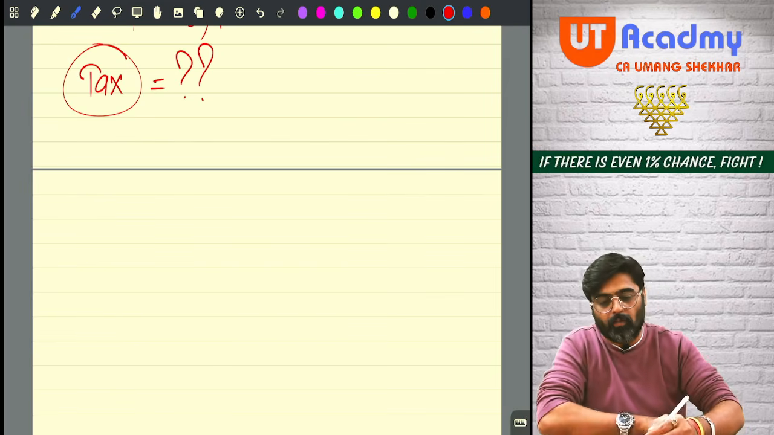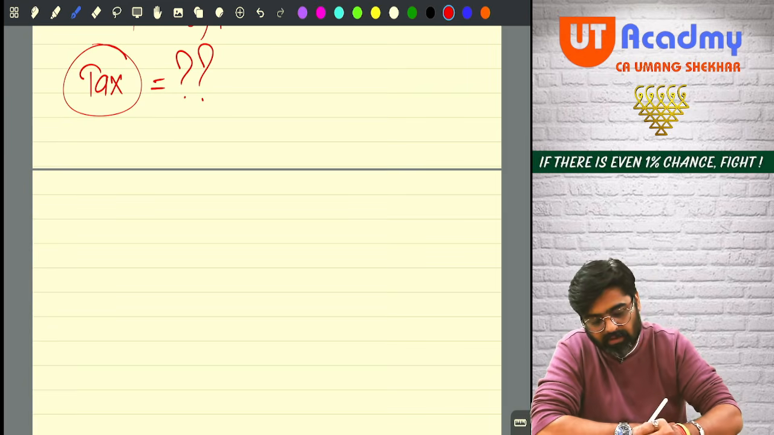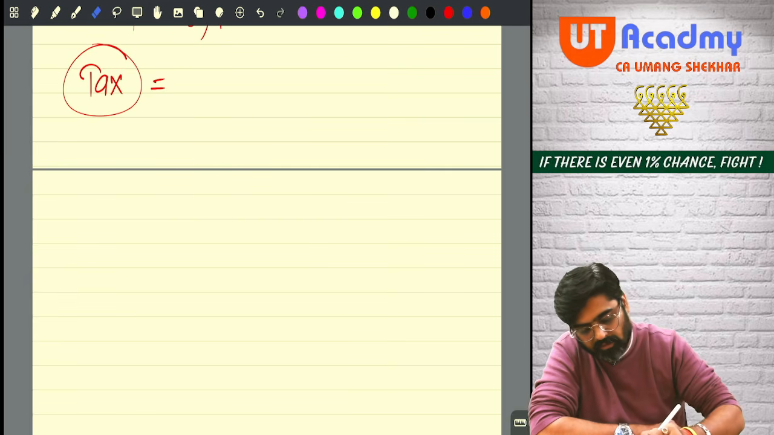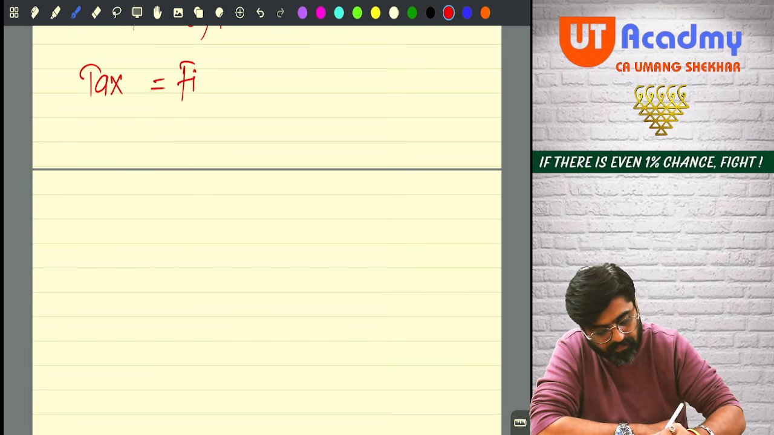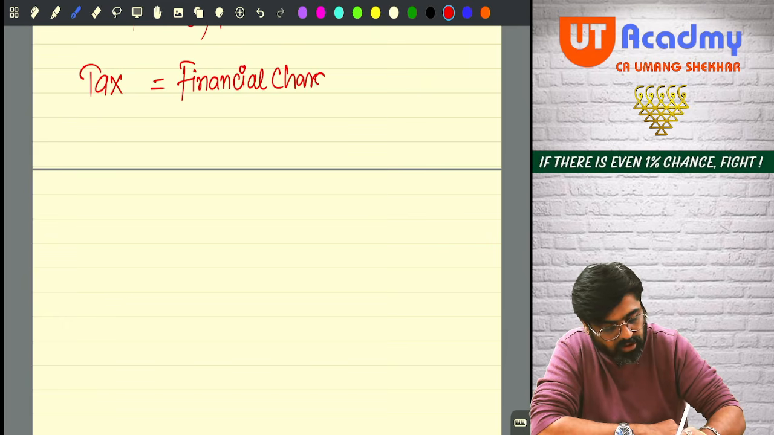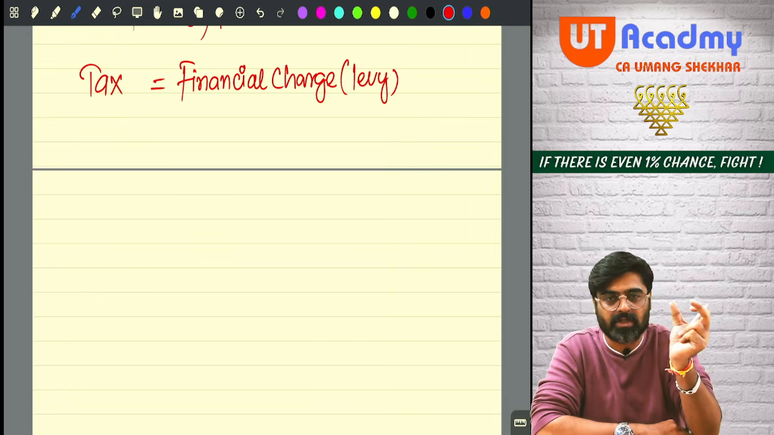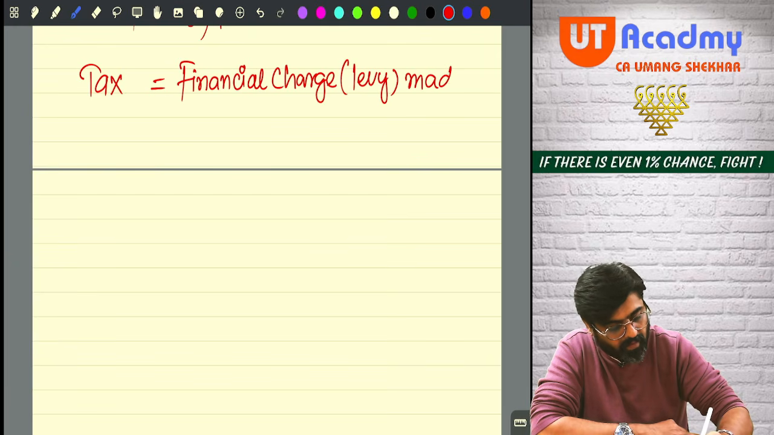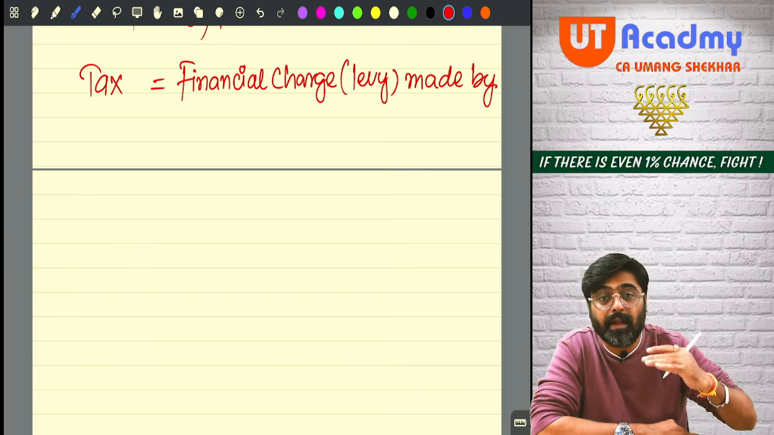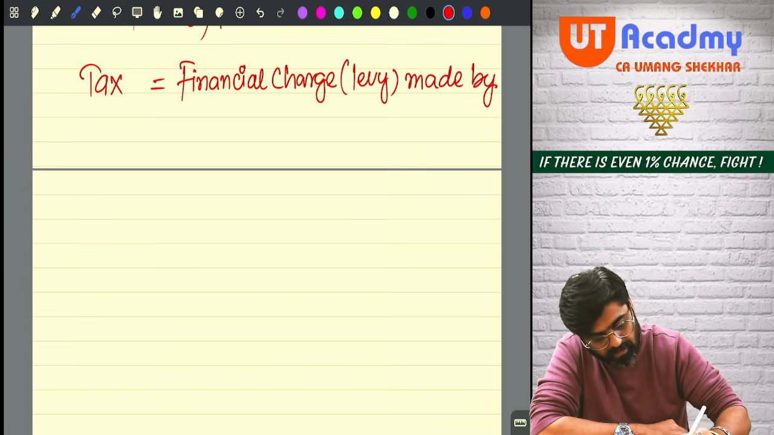Okay. Now please listen to me very carefully. See, the meaning of tax is, tax is a financial charge, or you may say financial levy. Levy means charge, charge means levy. So tax is a financial charge made by whom? Made by the government.